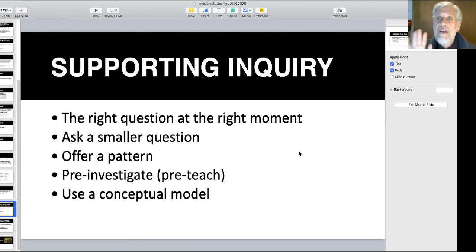Offering a pattern is another really good way to support inquiry, right? So I'm working with a 6th grader and I want her to multiply 23 by 10. And so I say, so we're doing some mental math. What's 23 times 10? And she goes, how would I know what 23 times 10 is? Right? So I could say, what's the thing everyone is so tempted to say? Just put a 0 on the end.